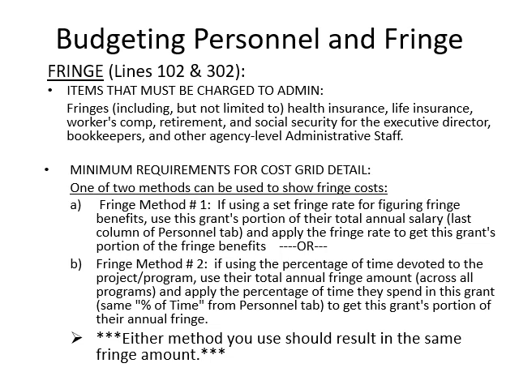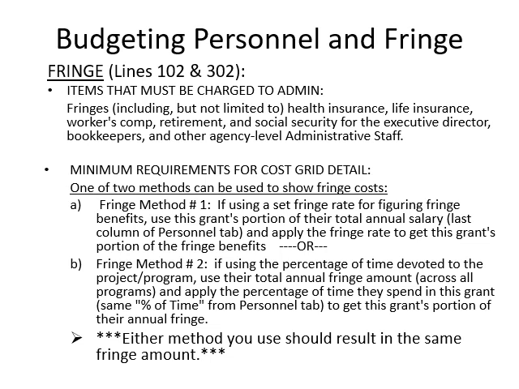The minimum requirements for the cost grid, you can use one of two methods when you show the fringe cost. The first method is if you're using a set fringe rate for figuring fringe benefits, use the grants portion of their total annual salary, which is the last column of the personnel tab, and then you apply the fringe rate to get that grants portion of the fringe benefits.